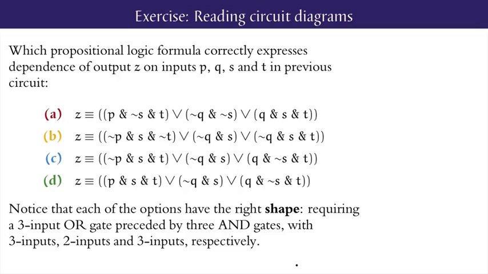Notice that each of the options have the right shape, a size 3 disjunction of conjunctions, where the conjunctions are of size 3, 2 and 3 respectively. Now you have a go. Printing out a paper copy might be helpful so you can label the intermediate signal wires. That's a good way to avoid losing a negation symbol.